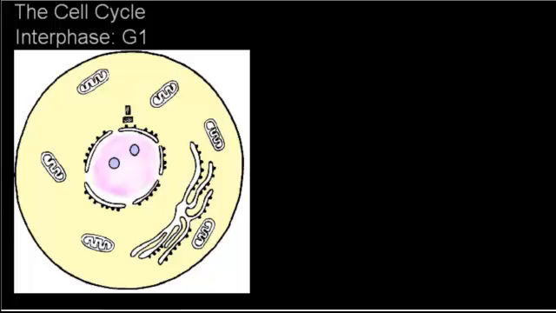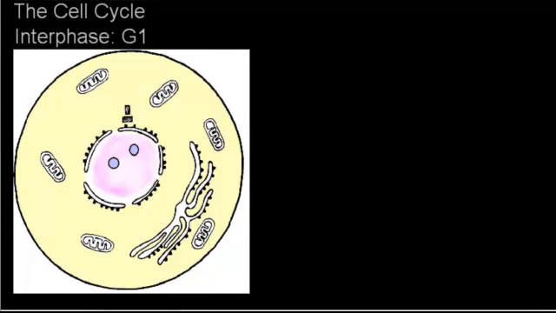So the main focuses of G1 are going to be replicating organelles. Okay, you see all these mitochondria, and basically just recovering from the division that just occurred. You can see a pair of centrioles right here. These are going to have to be replicated so that you have another pair down here.